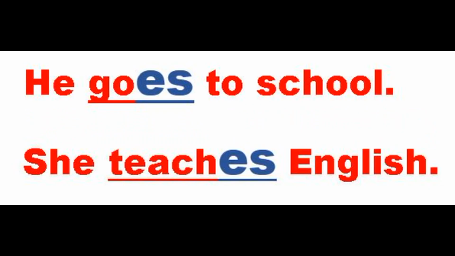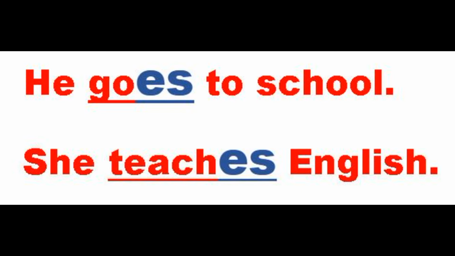When we use the singular pronouns he, she, it, we add s or es to the base form of the verb. First example, he goes to school. He is the personal pronoun and here we use es with the base form of the verb. Second example is she teaches English. Teach is the base form of the verb and she is the personal pronoun. Here also we use es with the base form of the verb.